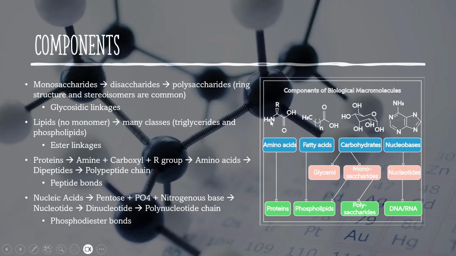It's just the amine group here. Here's the carboxyl group, so this is the COOH right here. Here's the variable group, so the variable group is going to be the thing differentiating the amino acids from one another. And then you have the alpha carbon right here. This is the main carbon that everything is attached to. And then amino acids link together via peptide bonds.